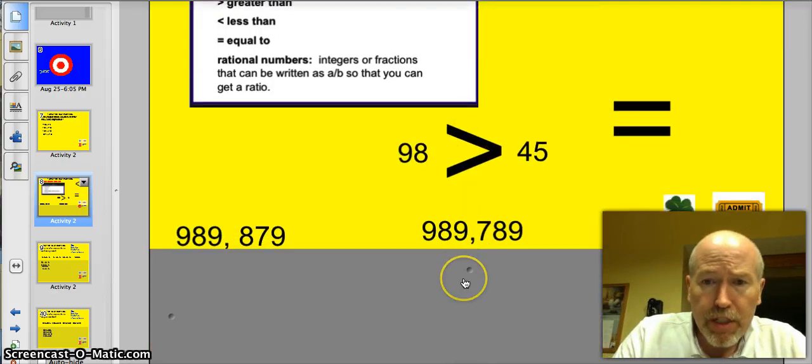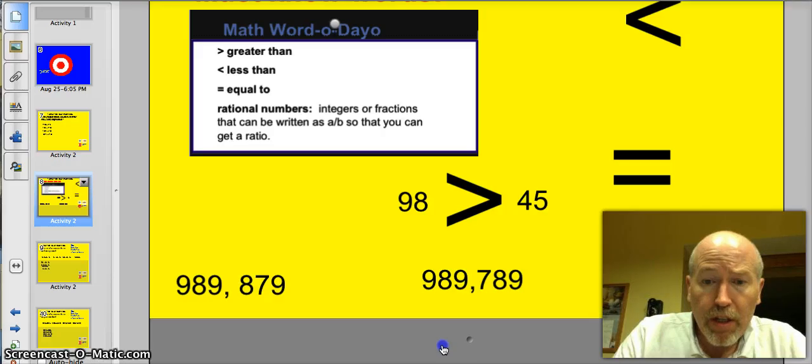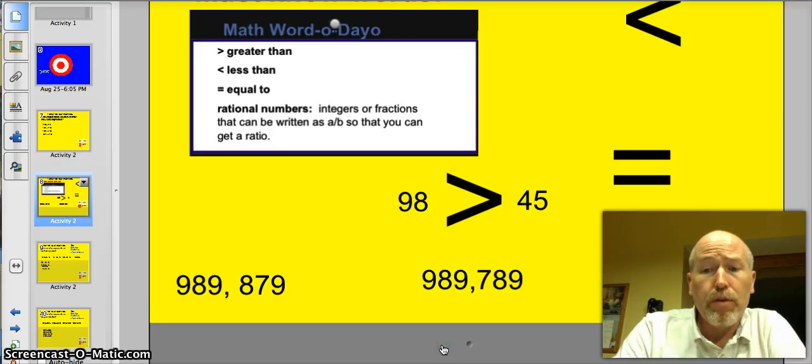All right. These two numbers here, this is a little bit more like sixth grade style. Pause it for a second and see if you can compare those two numbers with a symbol.